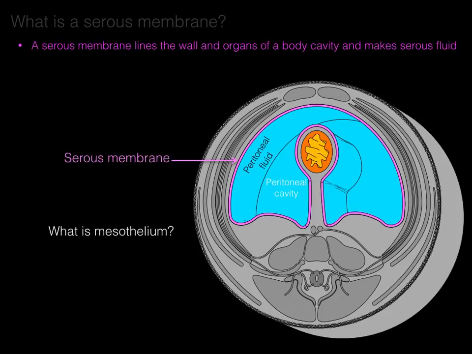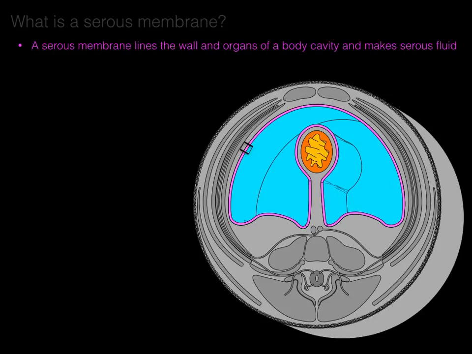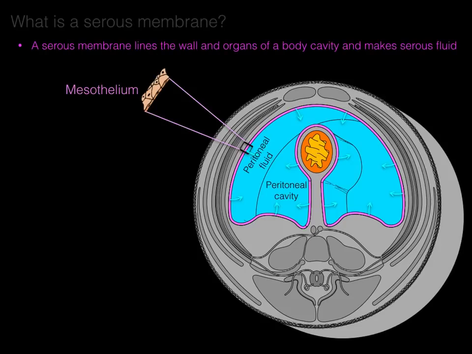So what's mesothelium? Well, if we now take a little section like this and blow it up, that's mesothelium. It's the tissue that comprises the serous membrane and makes the peritoneal fluid that goes in the peritoneal cavity.